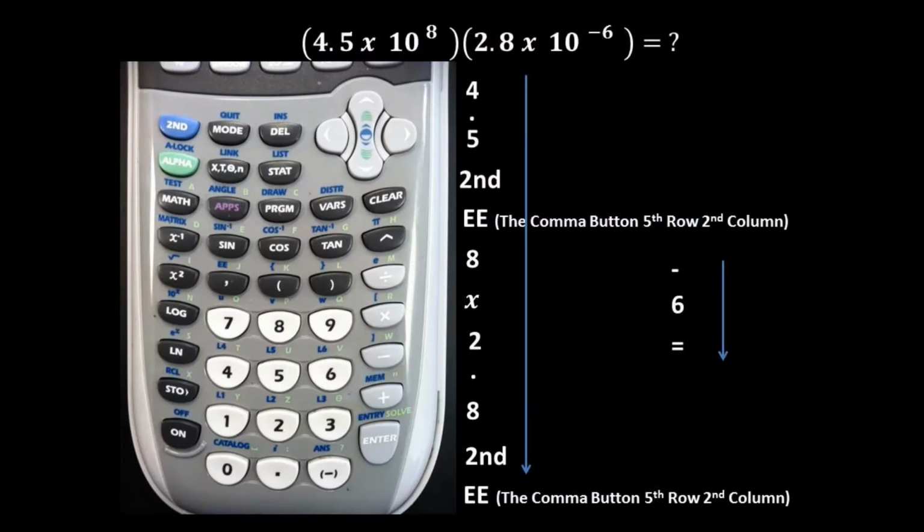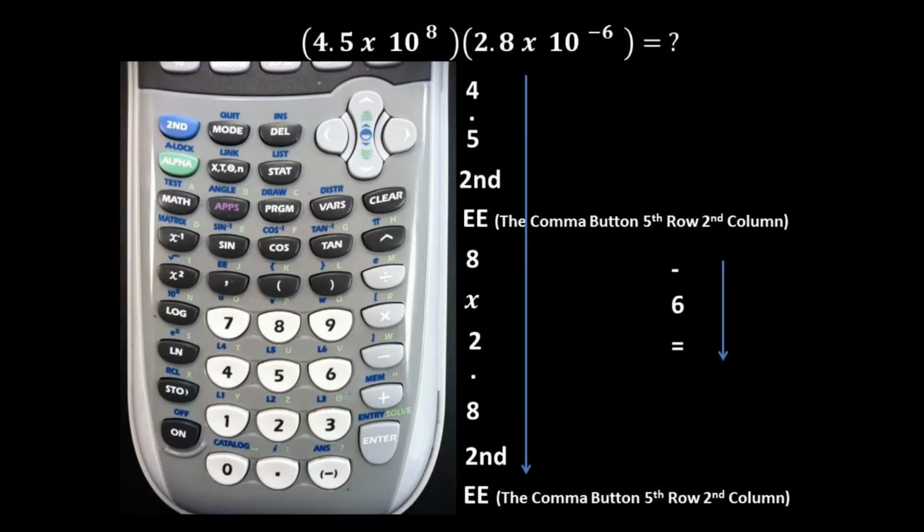So let's say we have a problem, 4.5 times 10 to the 8th times 2.8 times 10 to the 6th. Now, be careful here. That should be negative 6. I don't know if you can see that. Yeah, it's negative 6. So it's 4.5 times 10 to the 8th quantity. You've got to make sure that quantity is there. Times 2.8 times 10 to the negative 6th.